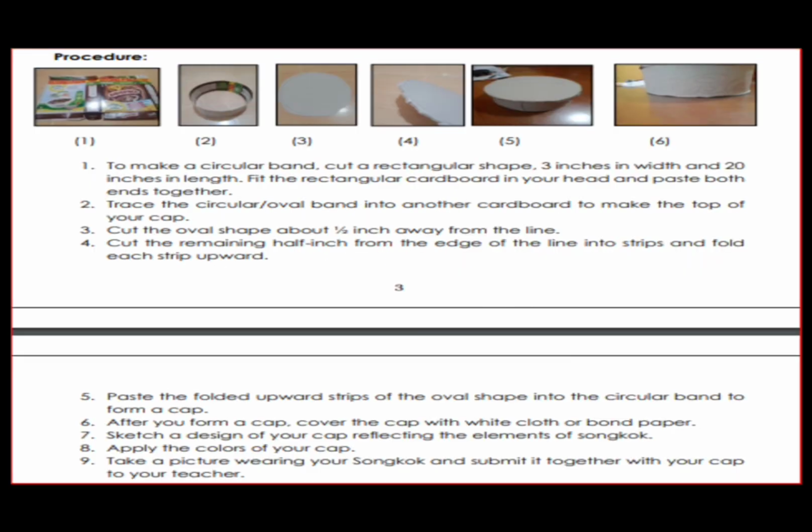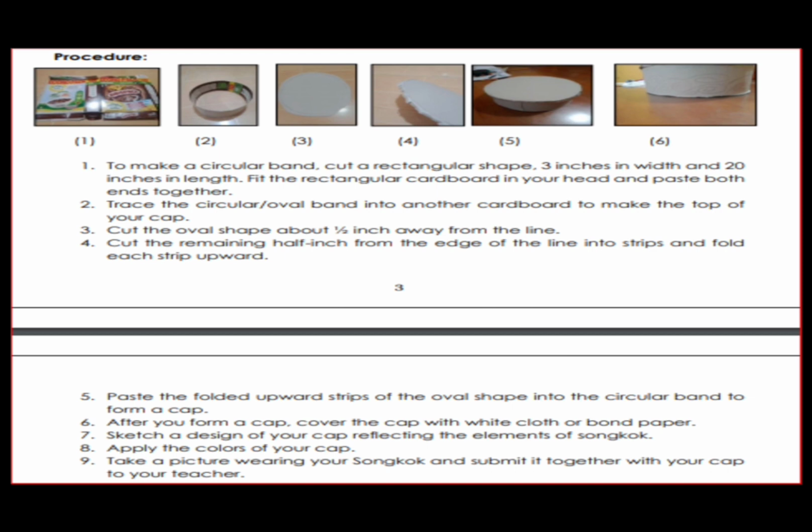Number 1. Make a circular band: cut a rectangular shape, 3 inches in width and 20 inches in length. Fit the rectangular cardboard on your head and join both ends together. Number 2. Trace the circular or oval band onto another cardboard to make the top of your cap. Number 3. Cut the oval shape about ½ inch away from the line. Number 4. Cut the remaining ½ inch from the edge of the line into strips and fold each strip upward.